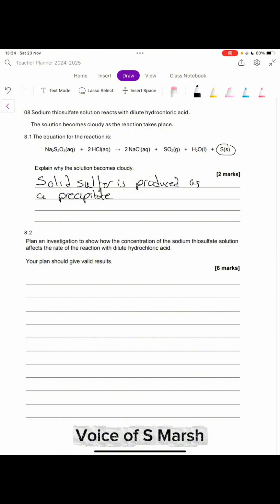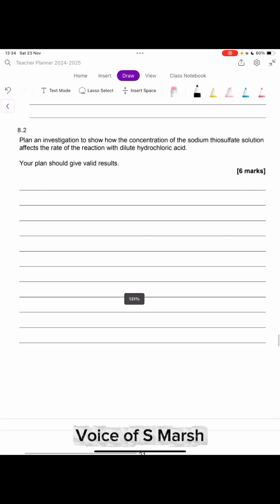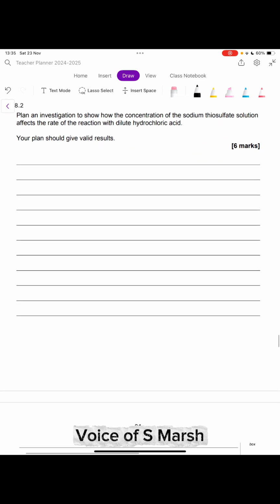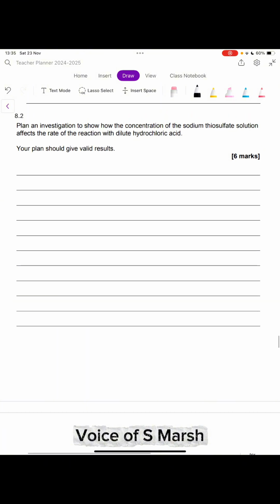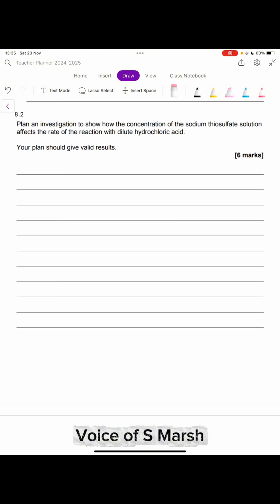So, question 8.2. This is the big question. 6-mark question. Now, it's an investigation. We always start investigations by stating our variables. So, we're going to start by stating the independent variable. Plan an investigation to show how the concentration of sodium thiosulphate solution. So, that's our independent variable.